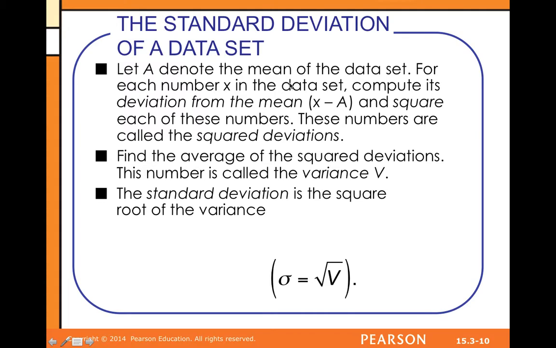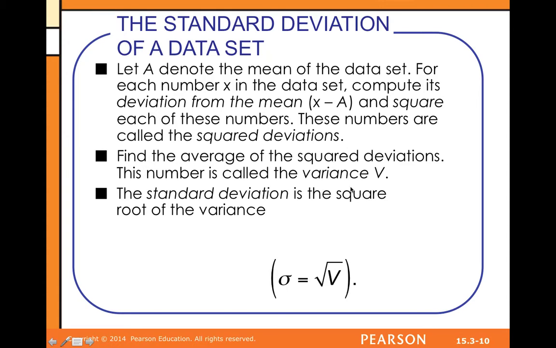Let A be the mean of a data set. Notice from the get-go, you have to know the average of your data set before you do anything. So the first step, if you don't know the average, is to calculate it. For each number x in the data set, compute its deviation from the mean, which is simply the difference of your number from the mean. For every number inside your data set, you compute number minus average, number minus average.